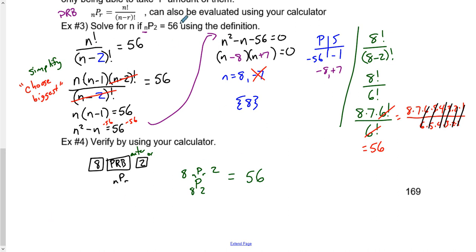So yes, you could guess and check, but when I say using the definition, I'm asking you to use this. Because really, the work for it isn't that hard, especially since we know how to do that factoring. The only hard part is just starting with that biggest number and taking it down. Right. Next example.